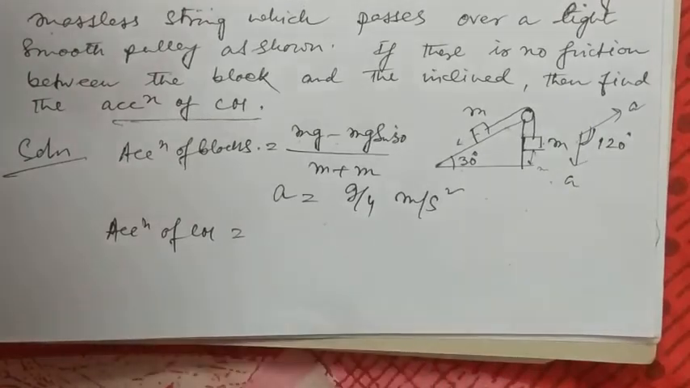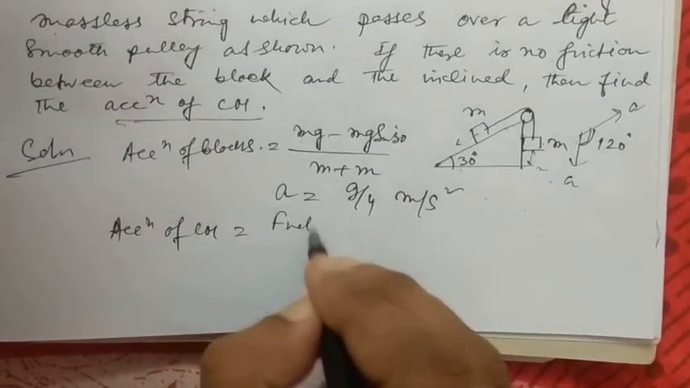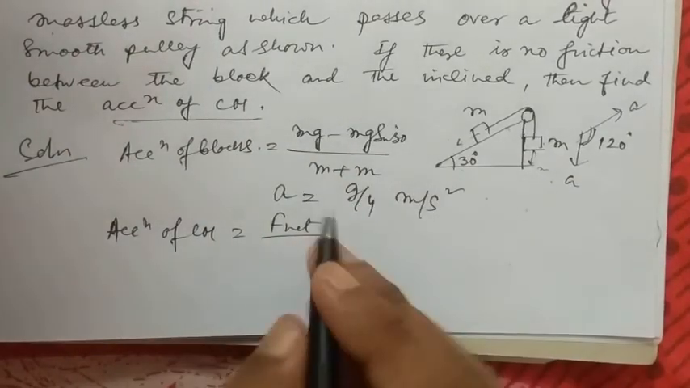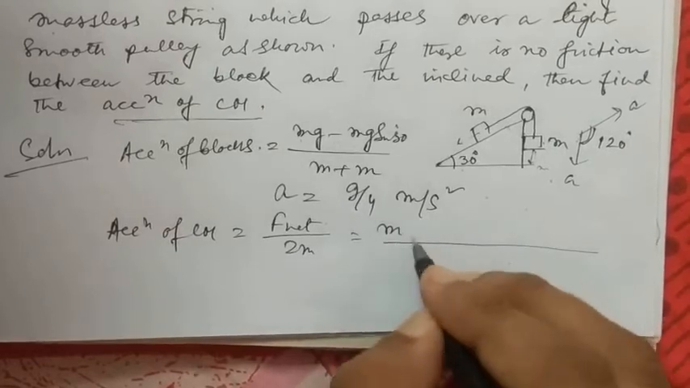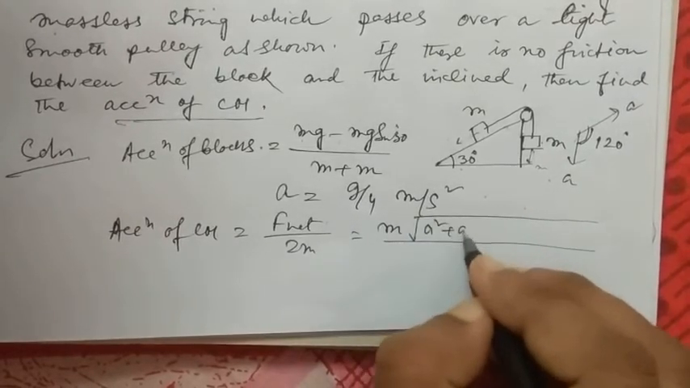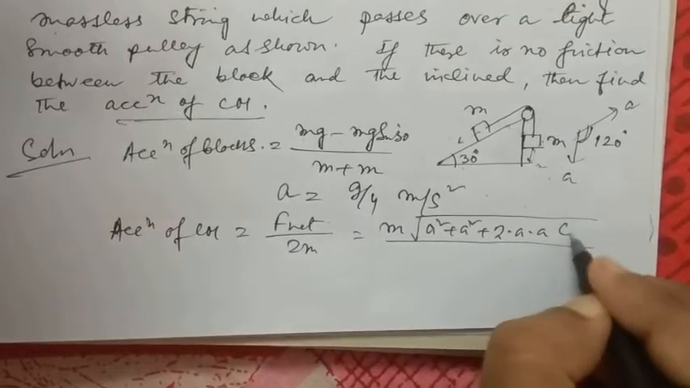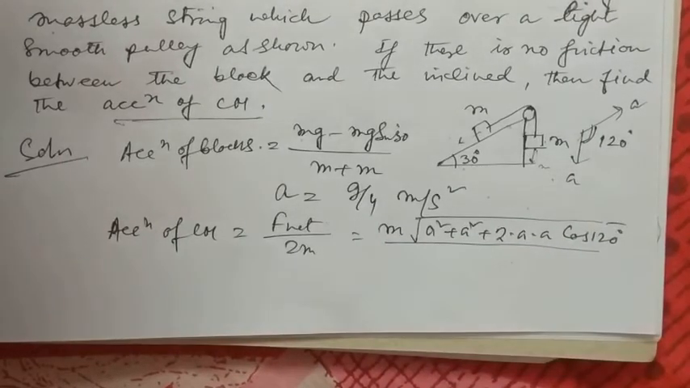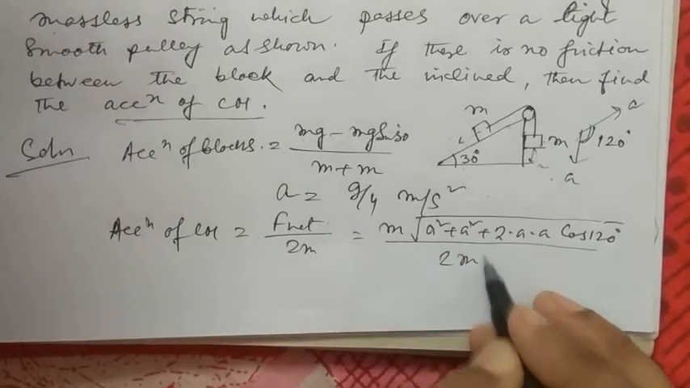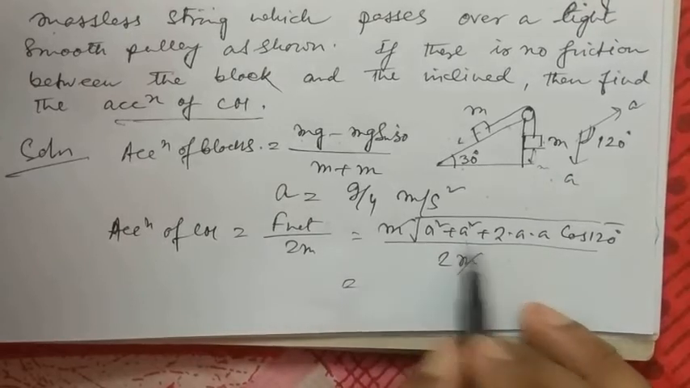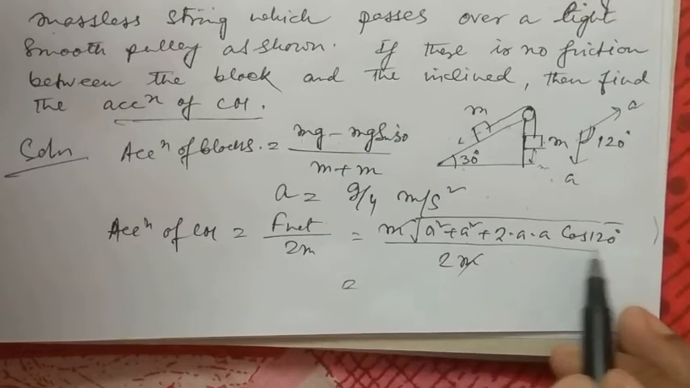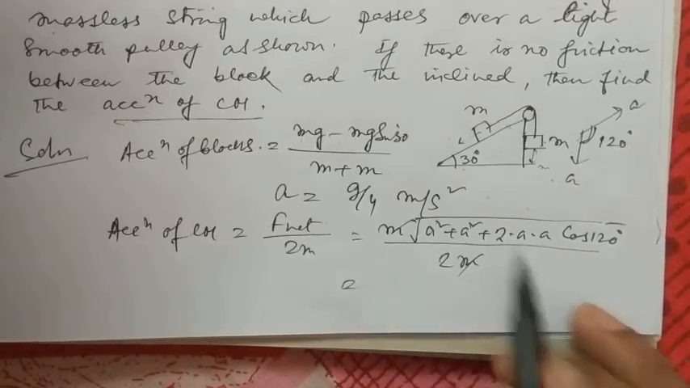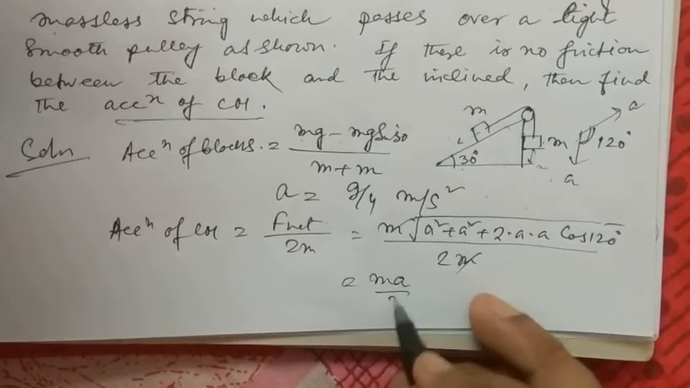So acceleration of the center of mass means F net, the net force acting on the two blocks, by 2m. Now what is the net force acting? We know that m is common for both. We can write here a square plus a square plus 2a into a cos 120. We are trying to find the resultant of the two accelerations a and a by the vectorial method. By 2m, so m gets cancelled, and 2a square is common, that means 1 minus cos 120. Cos 120 is half, so 1 minus half means half. So a square comes out to be ma by 2.